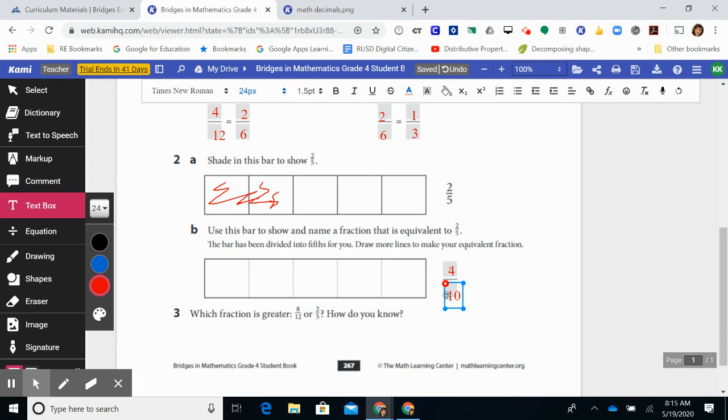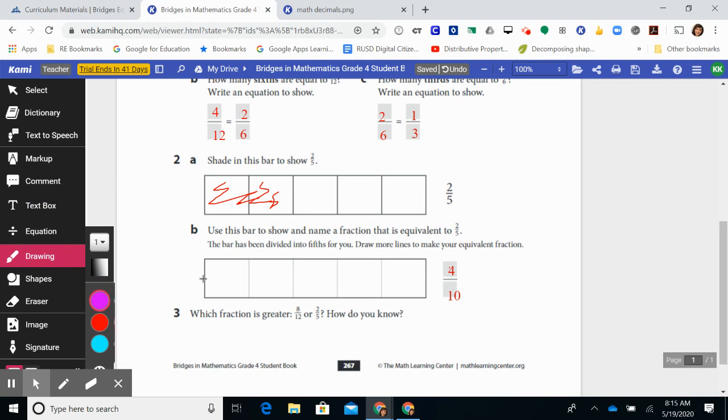Now I have to make sure if I'm separating my rectangle, it's not in 4 parts. If my denominator is 10, I have to separate this out into 10 parts. So I'm going to try to do that equally. 1, 2, 3, 4, 5, 6, 7, 8, 9, 10, and then I'm going to color in 4 of those parts.